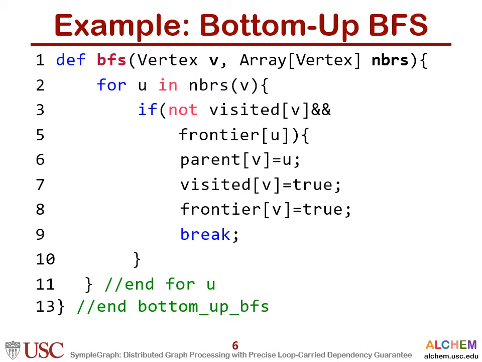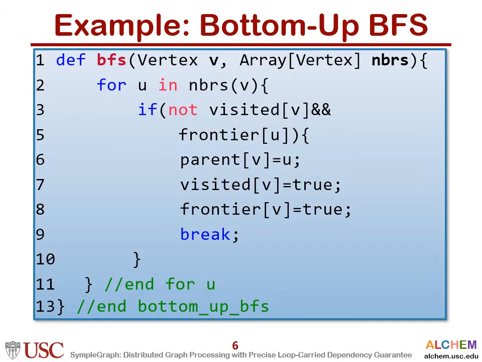In this function, it traverses the neighbors of vertex v. If vertex v is not visited and the neighbor u is in the frontier, we will mark u as the parent of v and mark v as visited and in the frontier in the next iteration. It is important to note that we have a break statement at line 9. It means that we can skip the traversal of other neighbors if we have found one neighbor that satisfies the condition.